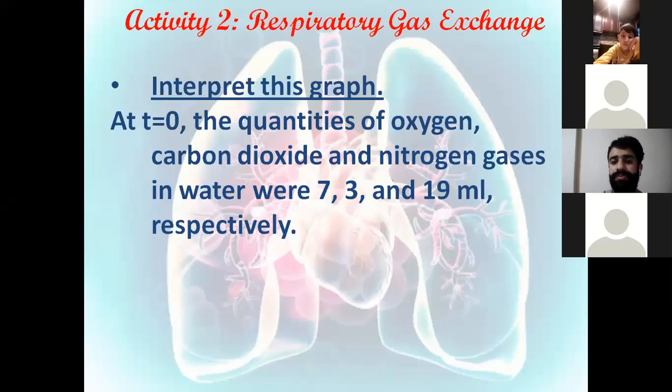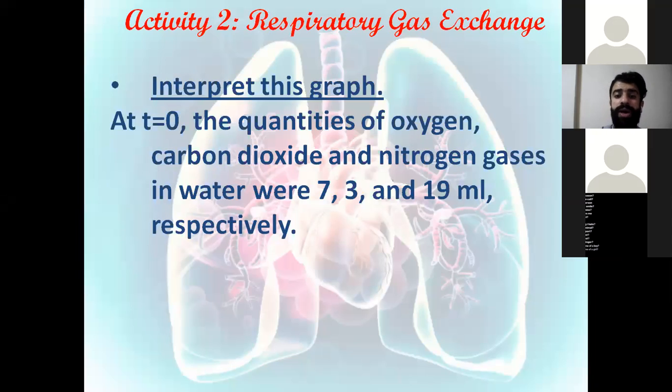At time 0, the quantities of oxygen, carbon dioxide, and nitrogen were 7, 3, and 19 respectively. What is the meaning of respectively? Whenever I talk about respectively, I'm talking the first number for the first word. Oxygen meaning that it's 7. Carbon dioxide, it's a 3. Nitrogen gas, it's 19. Okay? That's why I said respectively.